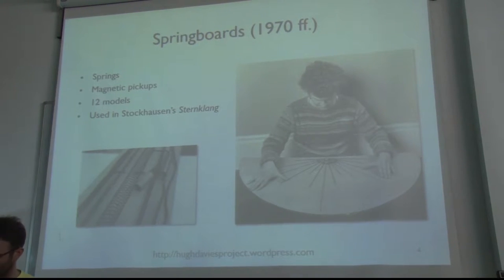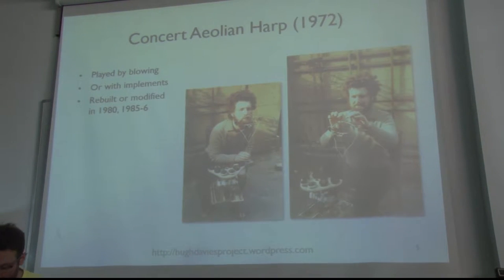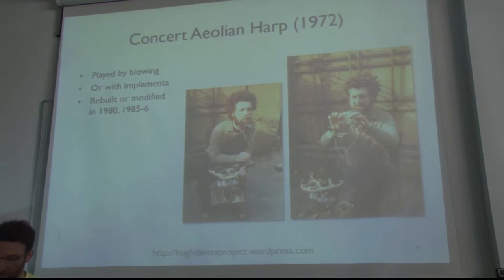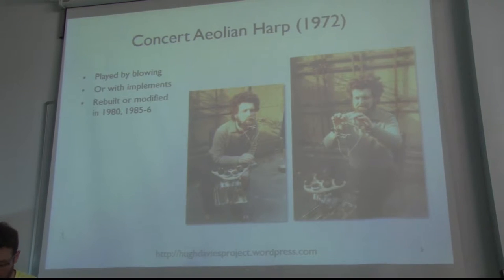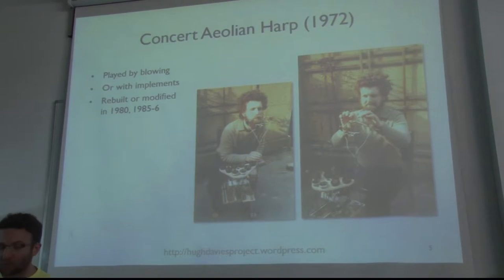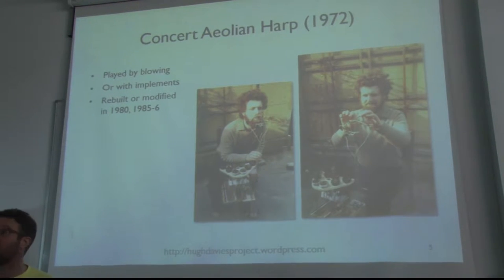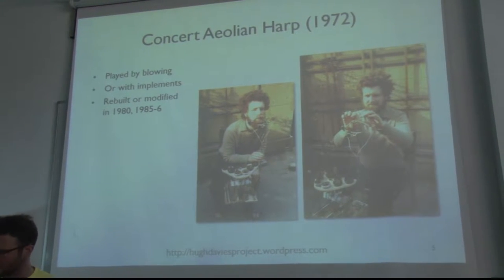Another one of Davis's instruments was the concert Aeolian harp, first built in 1972, which consisted of a collection of thin fret saw blades mounted in a holder, which were then blown on by the human breath, as well as played with a variety of miniature implements, such as a feather or a single hair from a violin bow.